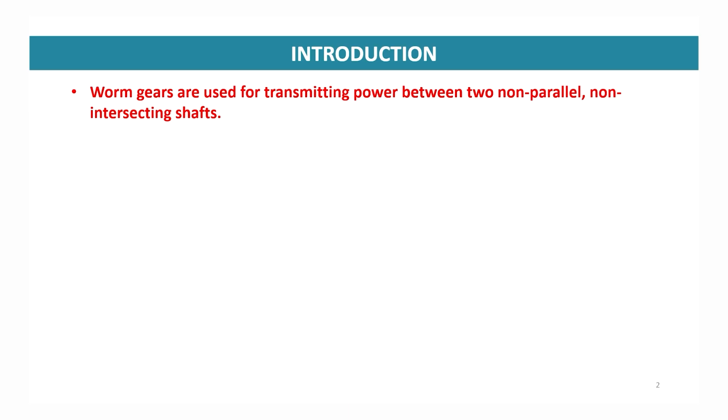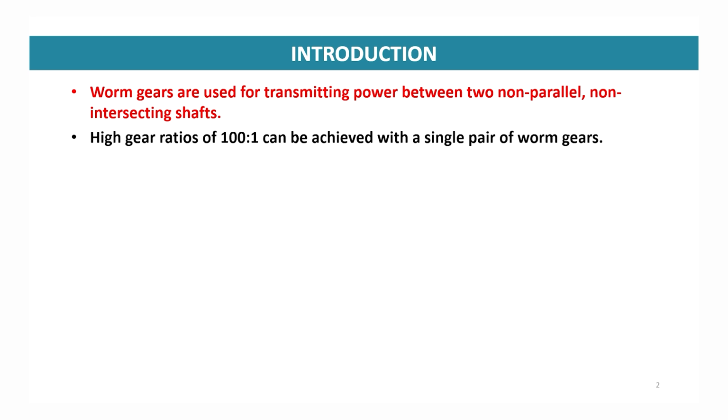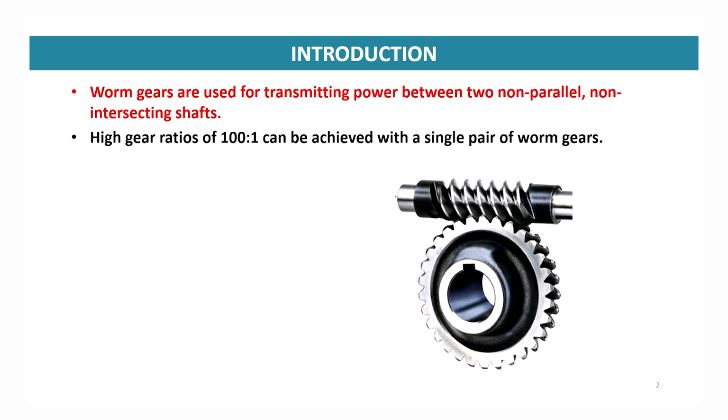The worm gears are used for transmitting power between two non-parallel and non-intersecting shafts. High gear ratios of 100:1 can be achieved with the help of a single pair of worm and worm gear. This is a worm, and its axis of rotation is shown by this central line, and the worm is meshed with a gear which has an axis of rotation given by this one. And so the axes are non-parallel and non-intersecting.